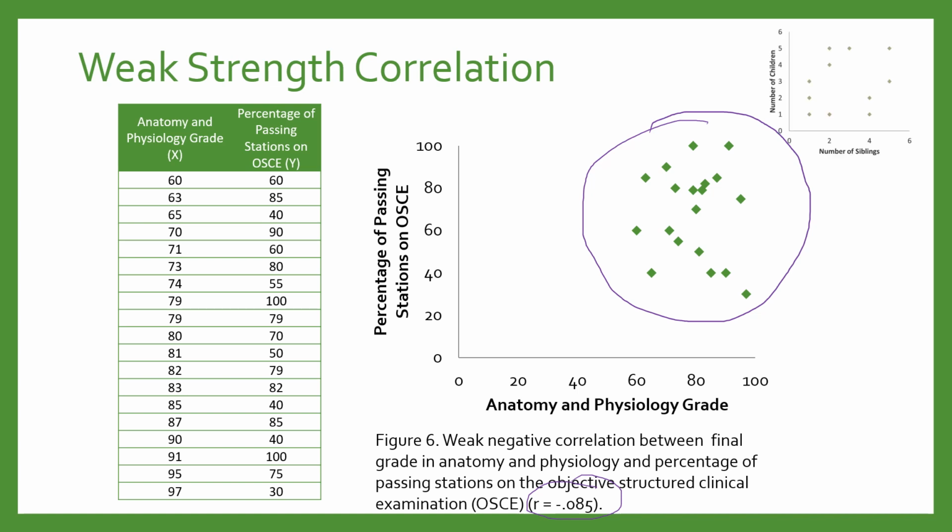Here's another example of a weak correlation between number of siblings and number of children. And this is actually based on some real data. And you can see there's no relationship there, right? Weak correlation. It's just spread out. You can't even tell the direction.